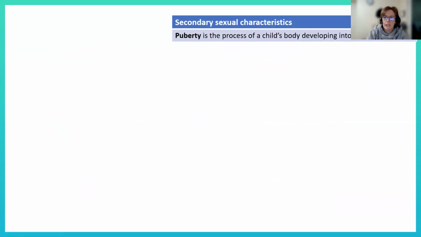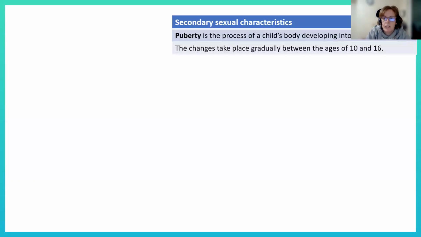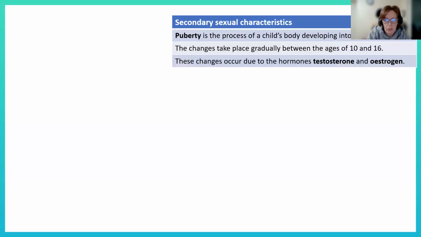Okay, let's have a little look at the sex hormones then. So, secondary sexual characteristics. Puberty, as we know, is when a child's body develops into an adult. It happens usually between the ages of about 10 and 16. This is actually getting younger, between the ages of 8 and probably 14 is more realistic. The better our nutrition and the heavier we get, the earlier puberty is becoming in the Western world.